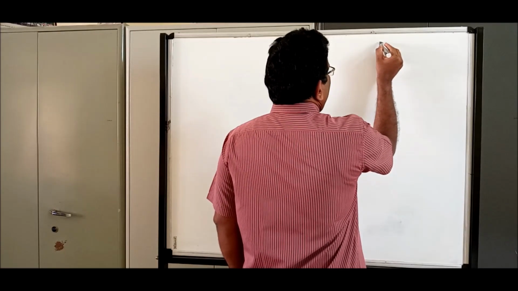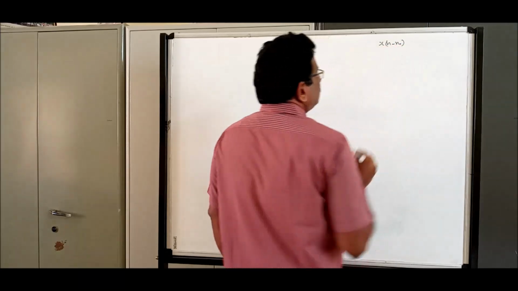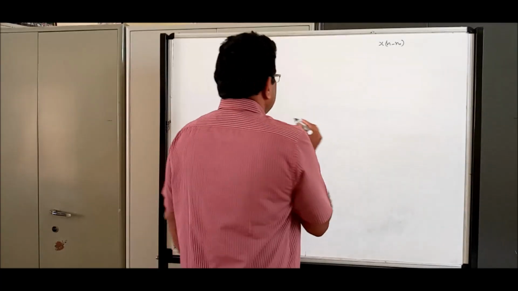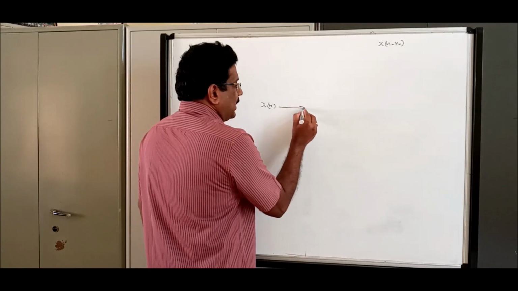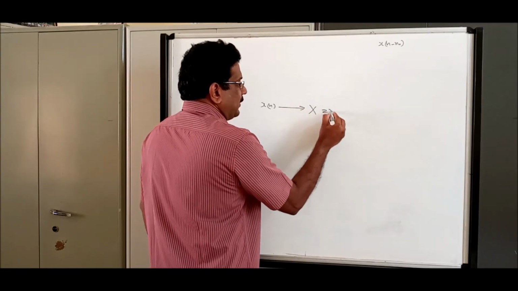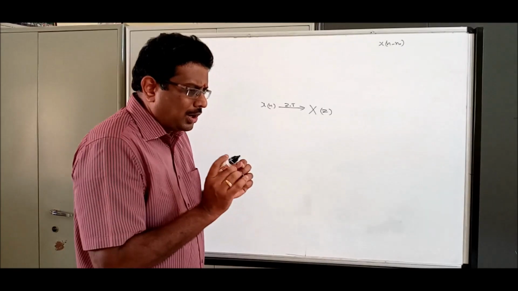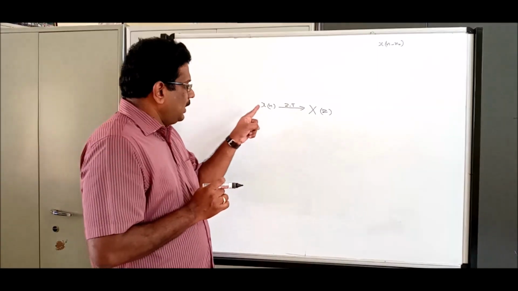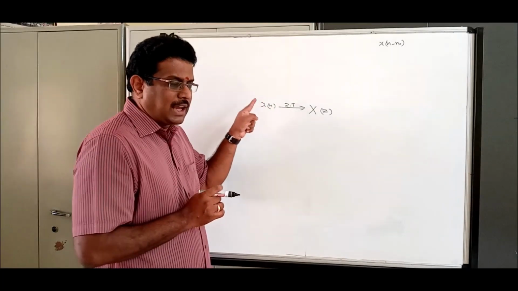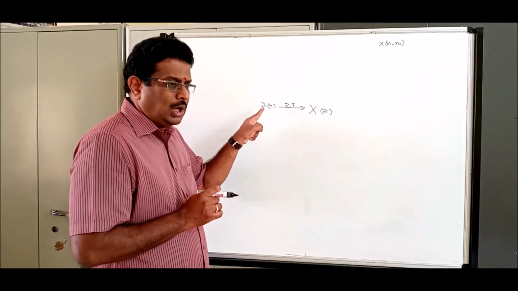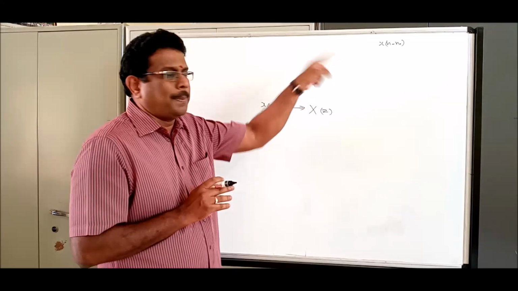What is the time shift we had? x of n minus n naught, which is time domain. Please recall, your x of n is time domain, and if you convert using z transform, you will get x of z. Now I am going to give a small idea: in time domain, if you make some change, what will happen in z domain? That is what the property says.